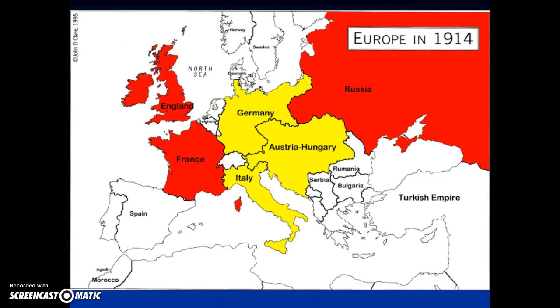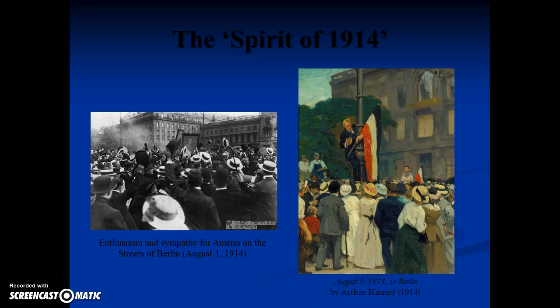So here we have the two alliances. We can see Germany, Austria-Hungary and Italy in the centre, Russia to the east, France to the west and Britain alongside. Well, that was the position in 1914.